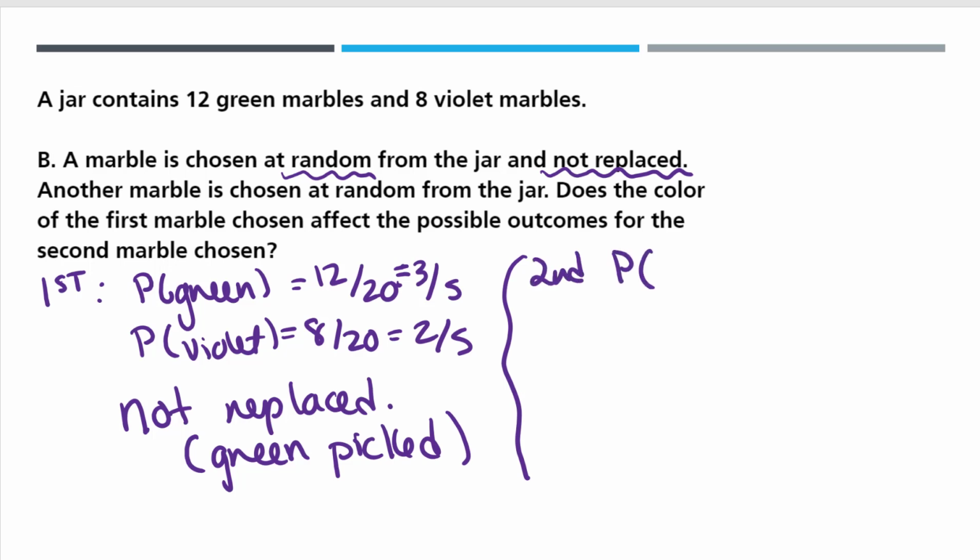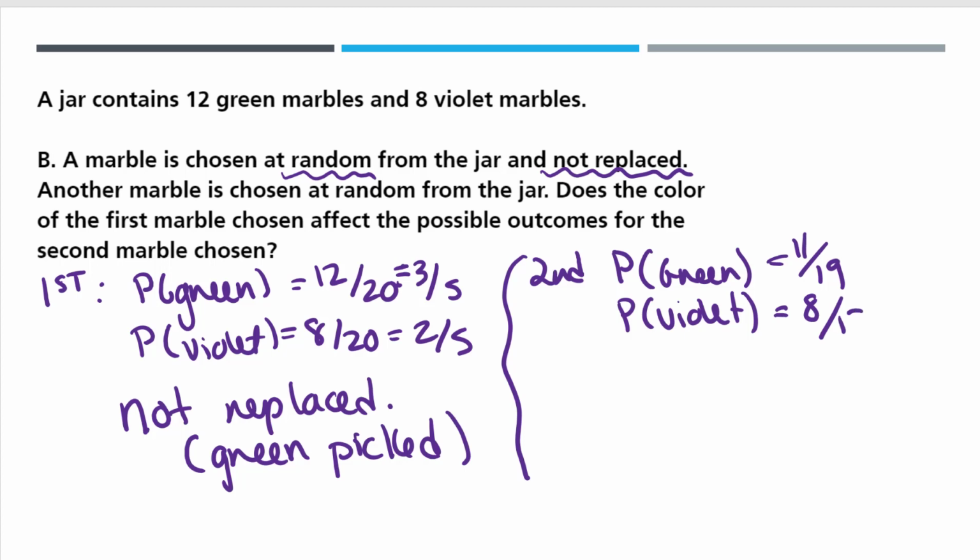Well, if a green was picked the first time, then that means that we don't have 12 green left. We have 11. And it also means that our total has decreased by 1 as well. With the violet, because we didn't pick a violet the first time, we still have a total of 8, and our grand total of all marbles is now 19. Now this is an example where our events are dependent on each other because the probabilities have changed from one marble to the second marble.